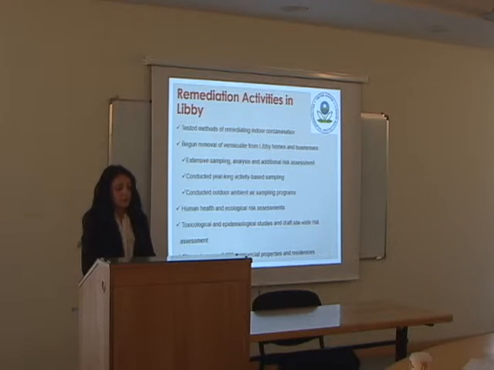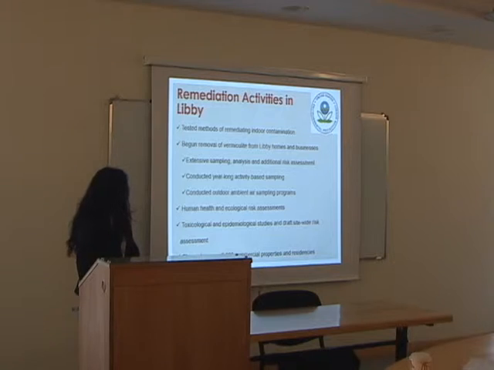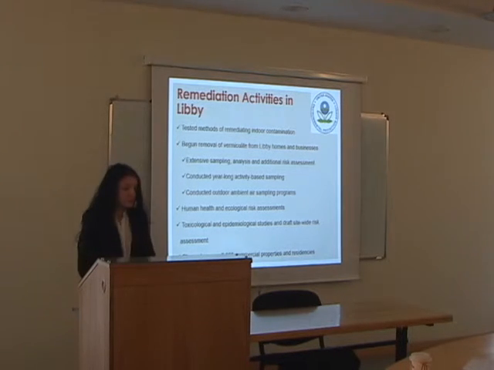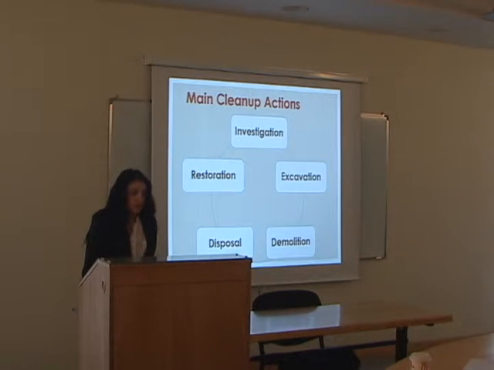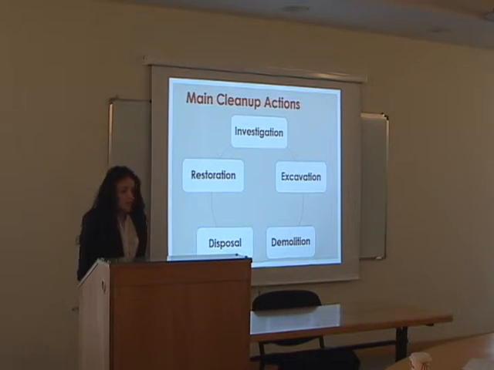Then they started to test remediation methods for indoor contamination, and many extensive samplings were done, including activity-based outdoor air sampling programs and so forth. Then human health and ecological risk assessments, toxicological and epidemiological studies, and direct site-wide risk assessments were done. Since 1999, EPA has cleaned up over 2,000 commercial properties and residences. These are the main cleanup actions: investigation, excavation, demolition, disposal, and restoration.